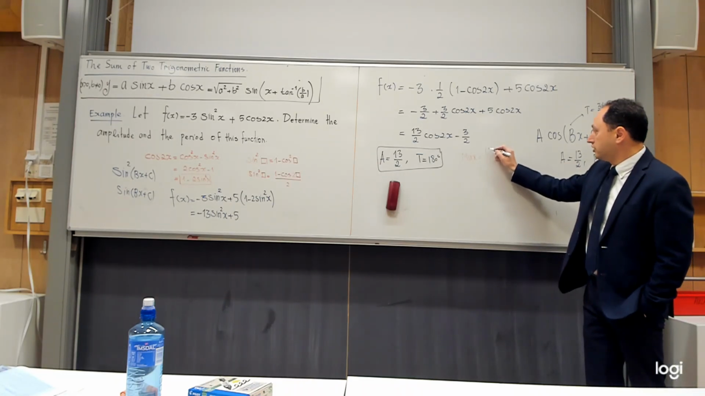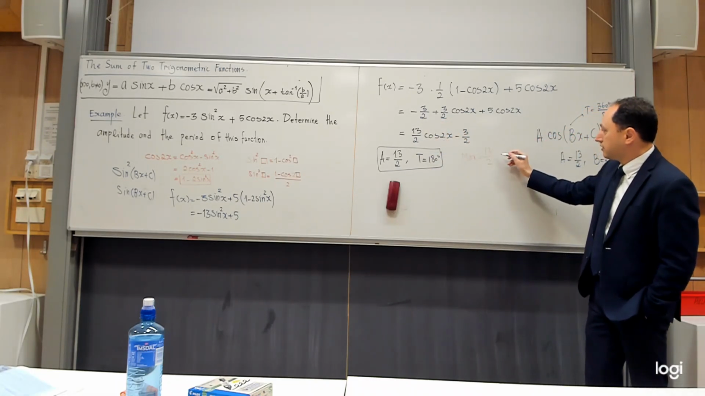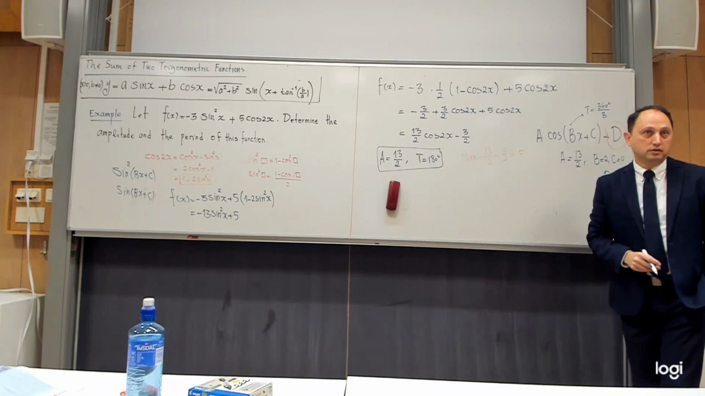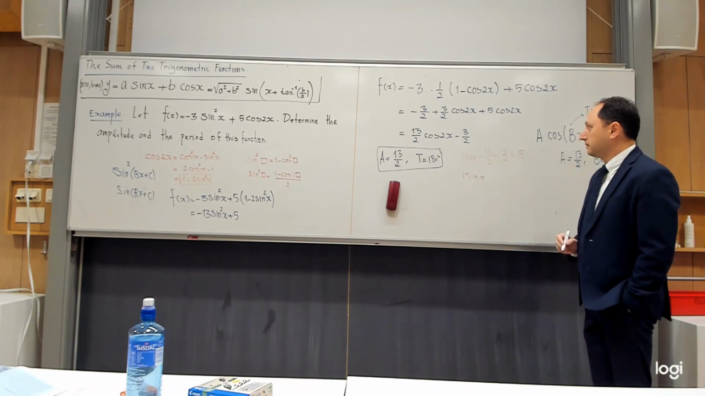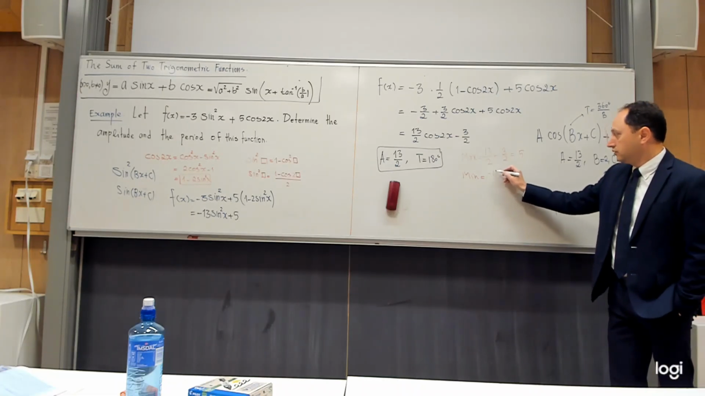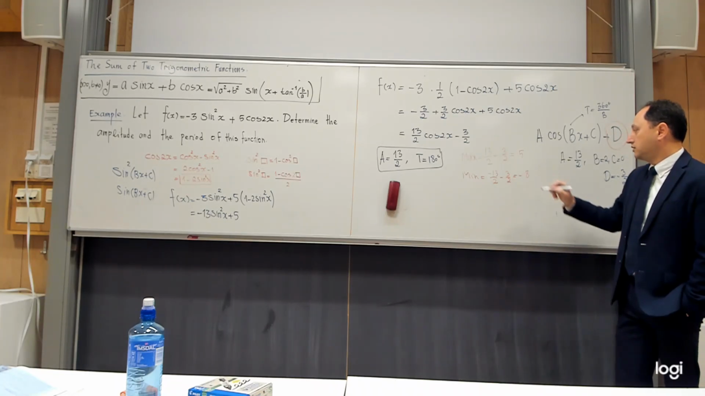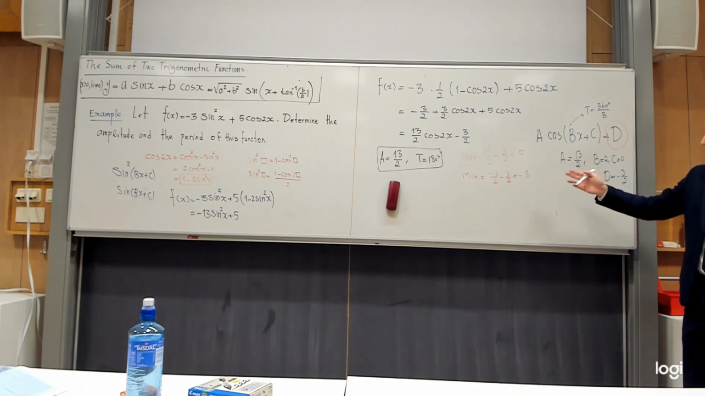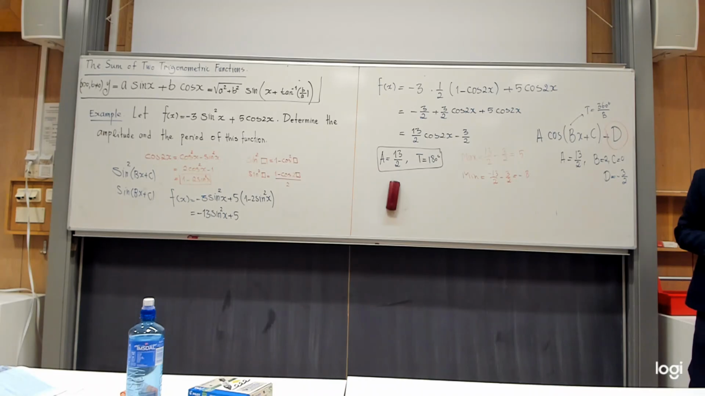10 over 2, yes? 13 over 2 is the maximum of this part, which is shifted 3 over 2 down. So the maximum is how much? It's 5. Yes? What is the minimum? Can you tell me? Minus 13 over 2 minus 3 over 2, which becomes minus 8. Yes? So the minimum is minus 8, the maximum is 5, but the amplitude is 13 over 2. Yes? Is that understandable? Okay.